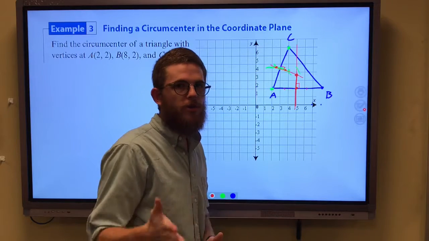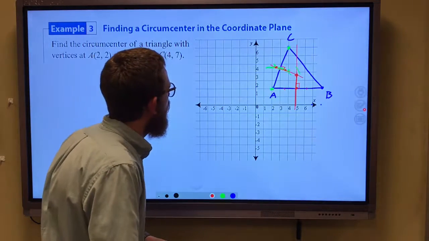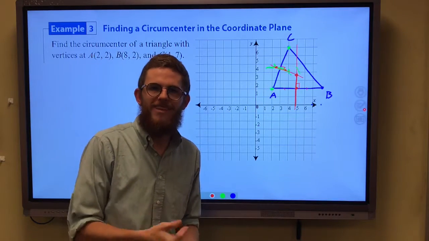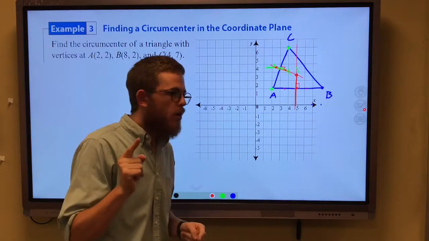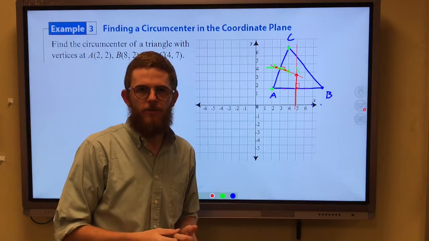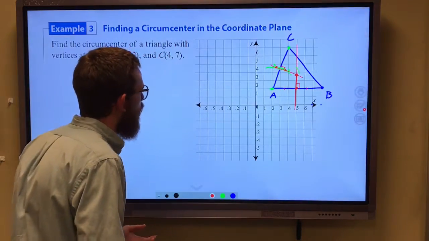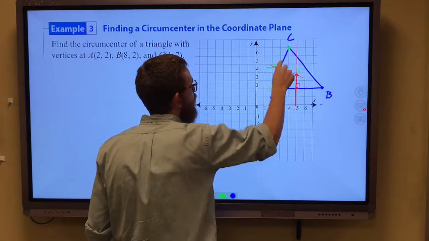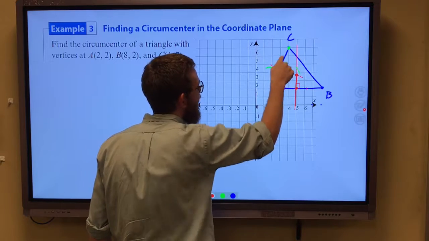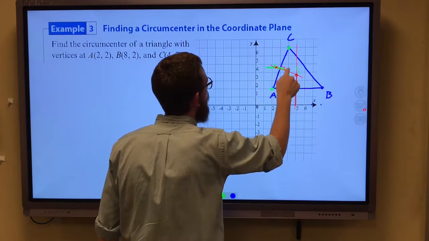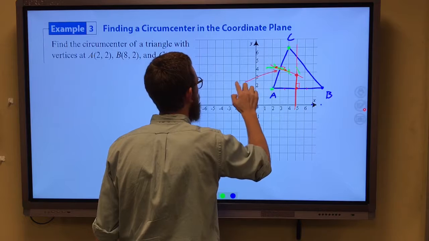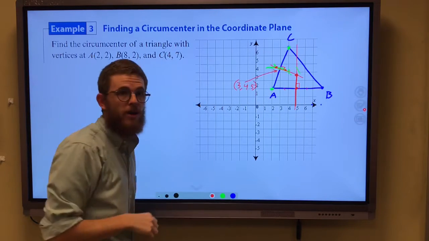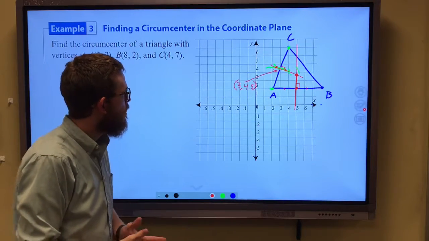All right, so we can see roughly where this is on our coordinate plane, but we don't have the exact point. Okay, so we're going to find it. Here's how we're going to find it. I can see that midpoint right there. You calculate the midpoint between A and C, it would be that point 3, four and a half.